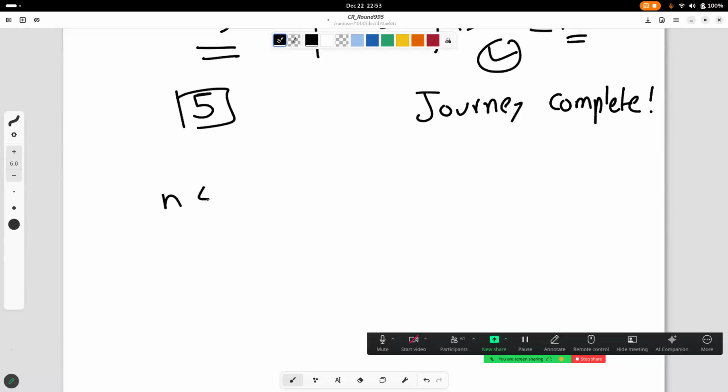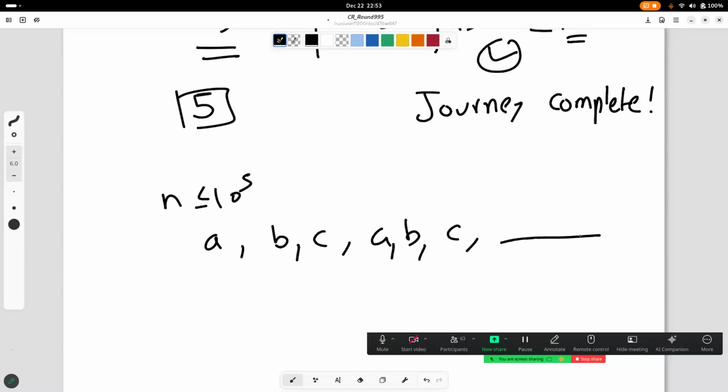So if n was up to 10 power 5 and, say, the sum of n over all test cases was bound by some limit, then you could just simulate this whole process. You could walk A kilometers on the first day, B kilometers on the second day, then A, B, C, A, B, C. But the problem is that n is up to 10 power 9.